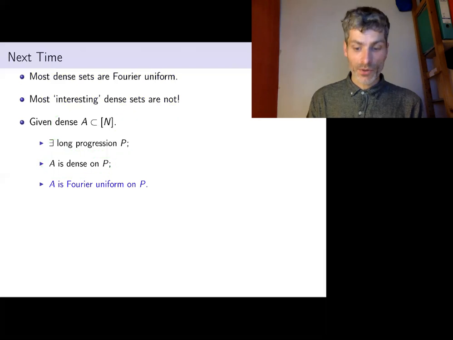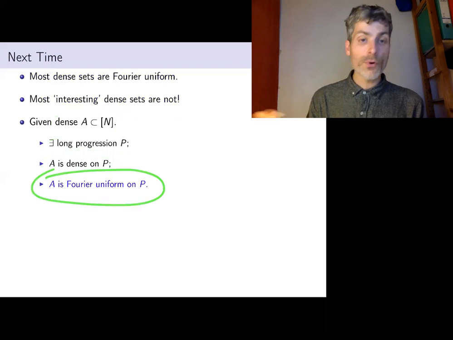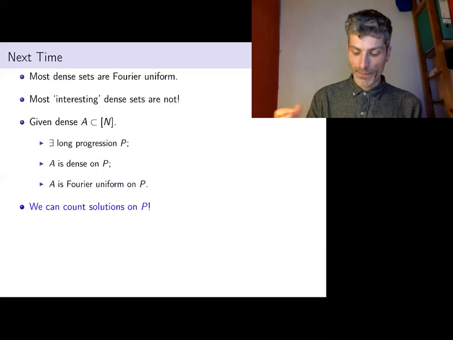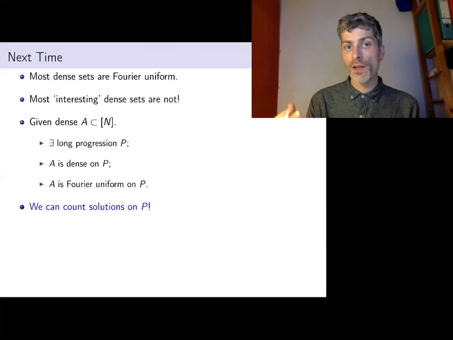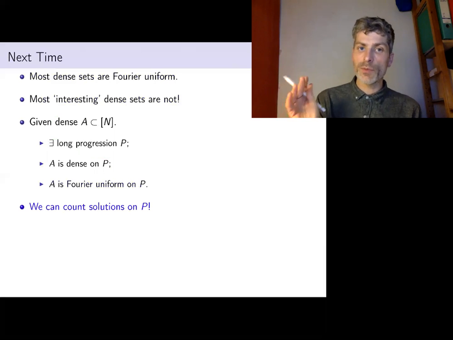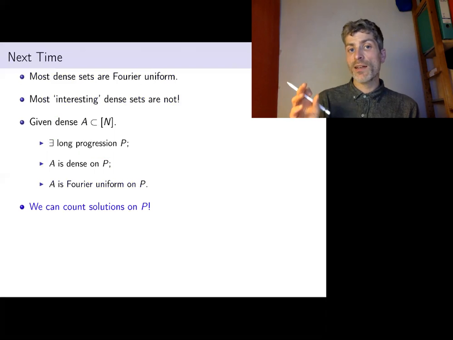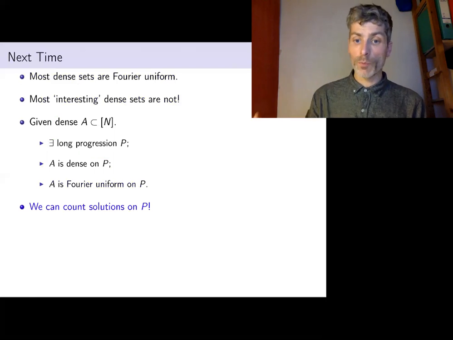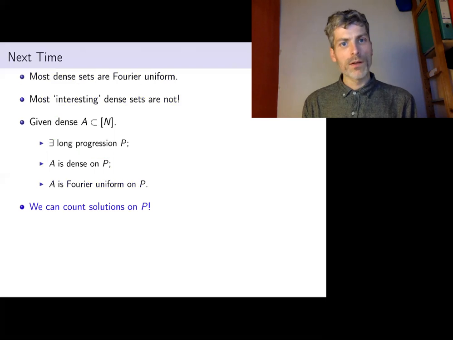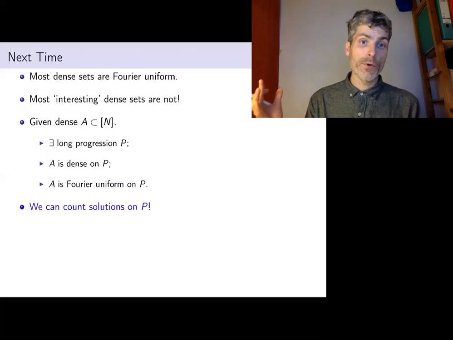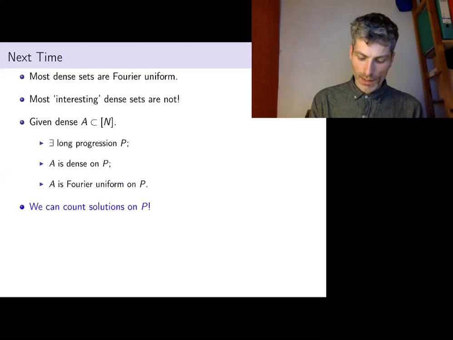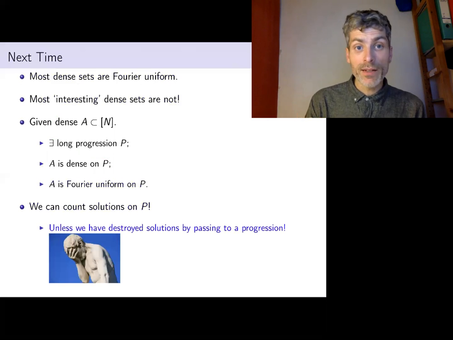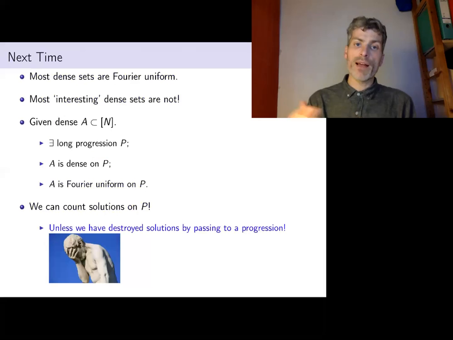So your set is dense on the progression, and it's Fourier uniform on the progression, which is brilliant. So using this procedure, you can say, well, okay, I'm not going to count solutions to my equation in my original dense set, but I'm going to count solutions to my equation where the variables are constrained to the intersection of my dense set with this subprogression. And there I've got Fourier uniformity, so everything behaves nice and randomly. I should get the naive heuristic. That's great if you haven't destroyed your solutions by passing to this subprogression.